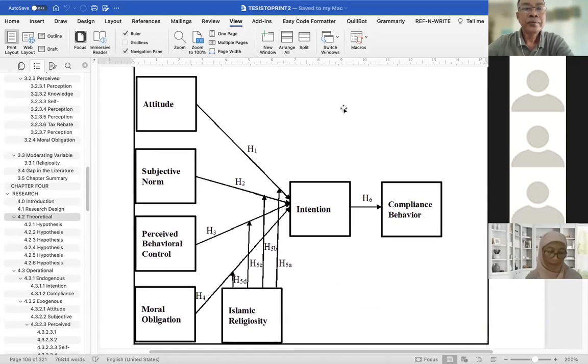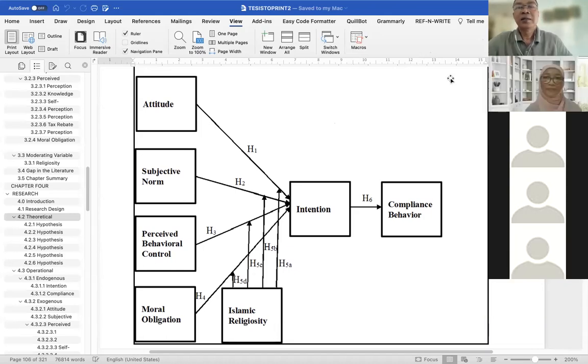So if you're doing quantitative research for PhD, you need to develop the theoretical framework of the study. Can everyone see this framework? Bapak Haji, semua boleh nampak? Yes, Prof. Semua boleh lihat? Yes, very useful, Prof. Okay, so this is just an example.